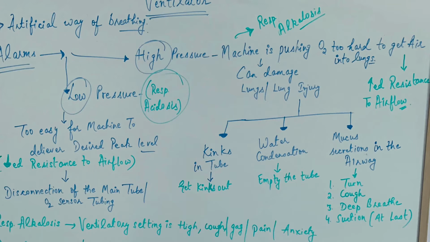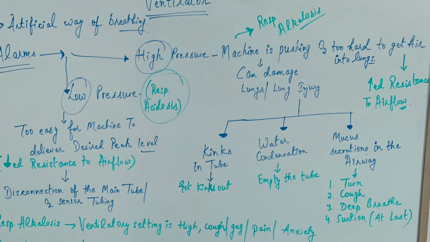Obviously, if the machine is giving oxygen with too much pressure, it can damage the lungs also. There can be lung injury. So we obviously have to look at the high pressure alarms. High pressure alarms occur when there is increased resistance to the airflow, because if there is resistance, there will be obstruction. And there are three main ways through which we can look for the obstruction.